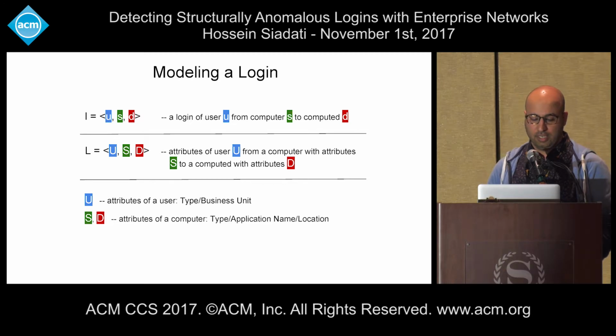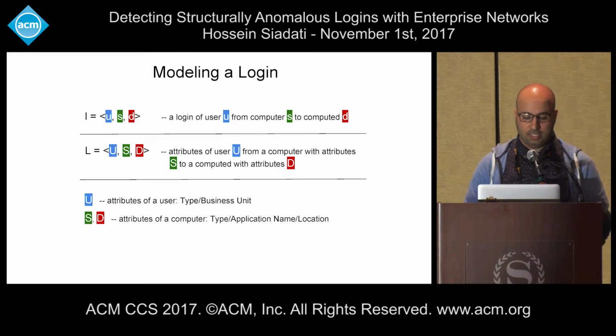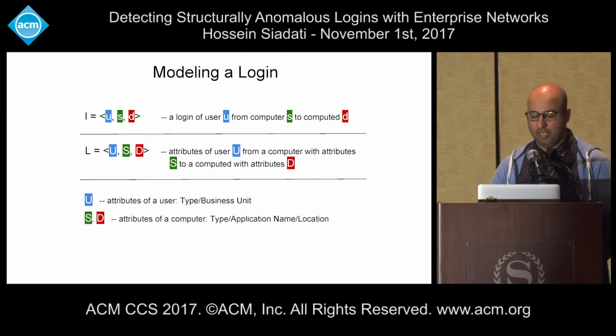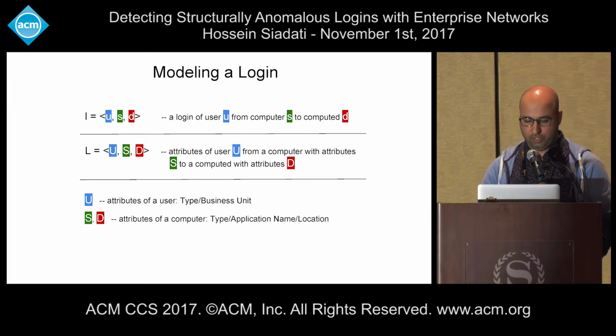In another level, we can show the same login with the attributes of these components. So we can say this login is from a user which has these attributes, from the machine that has this sort of attributes, and to the destination machine, which has these sort of attributes. And as I said, examples of attributes of the user would be type and business unit, and attributes of computer can be type, application name, and location. And you're free to use different types of attributes, and our algorithm is flexible to include them.